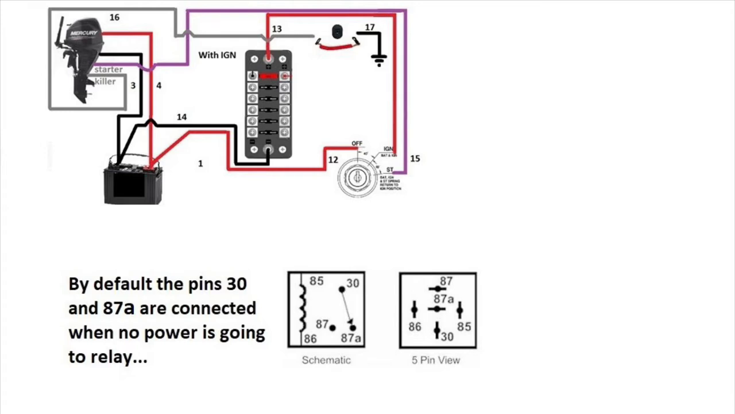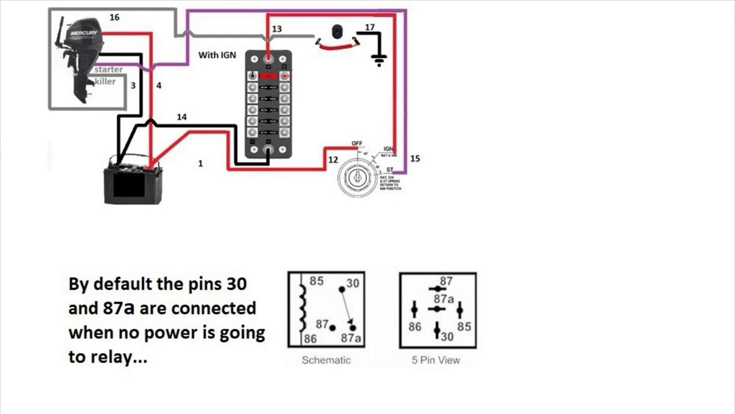So this relay, by default, the pin 30 and 87A are connected when no power is going through the relay. When you add power to the relay, pin 30 and 87 will automatically connect. So as soon as you add power, the switch will change to pin 87. Okay, let's start connecting one wire at a time so we can have this working.